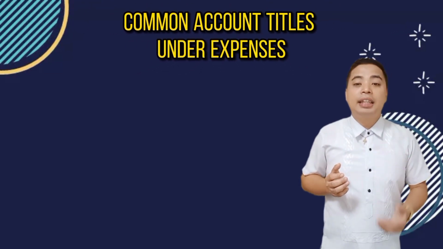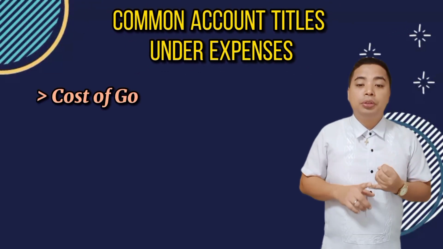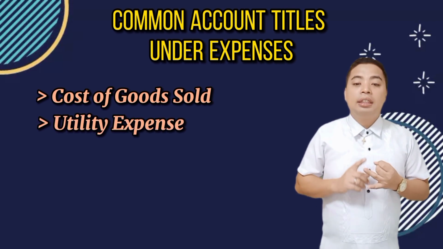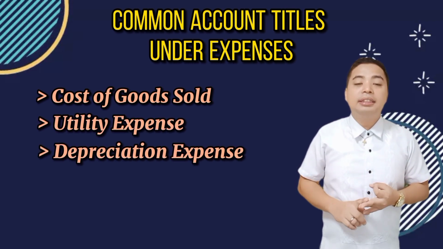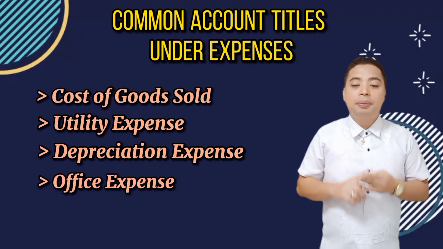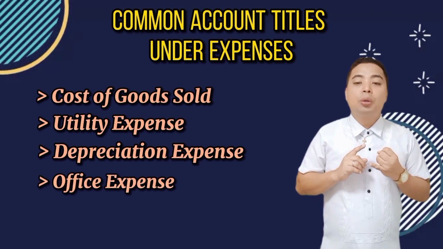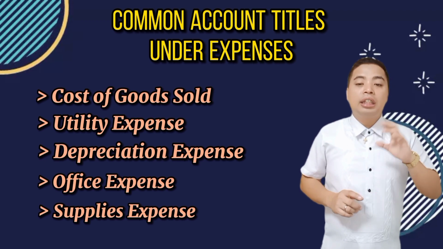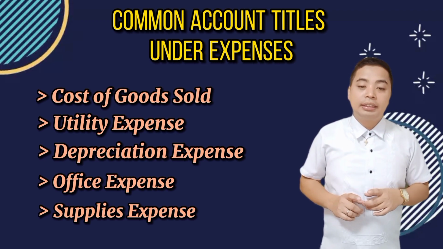Here are some of the common account titles under expenses. First, cost of goods sold. Second, utility expense. Next, depreciation expense. Next, office expense. And next is the supplies expense. So as you can see, they are all expenses.